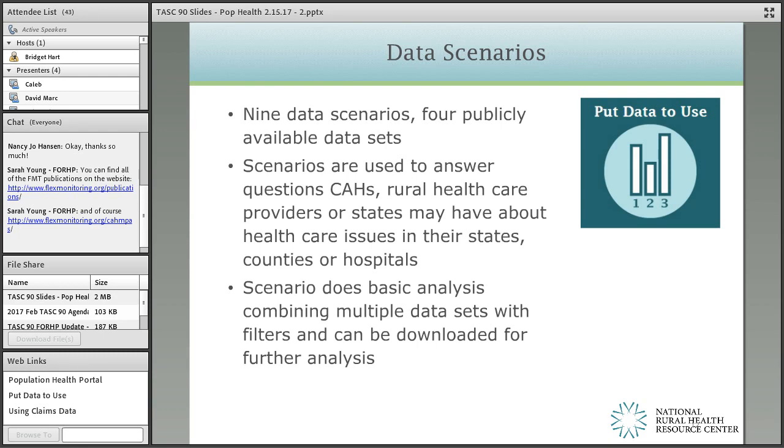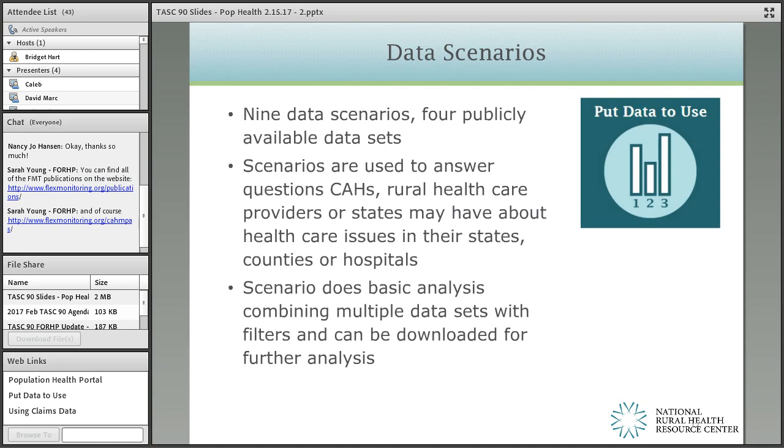And the scenarios were designed to answer questions that CAHs or rural healthcare providers or states might have about healthcare issues within their state, county, or hospital. It does a basic analysis combining these multiple data sets with the filters to allow you, in one glance, to handle these huge amounts of data that are available for one hospital or one county or for your state. And then they can all be downloaded into Excel for further analysis.